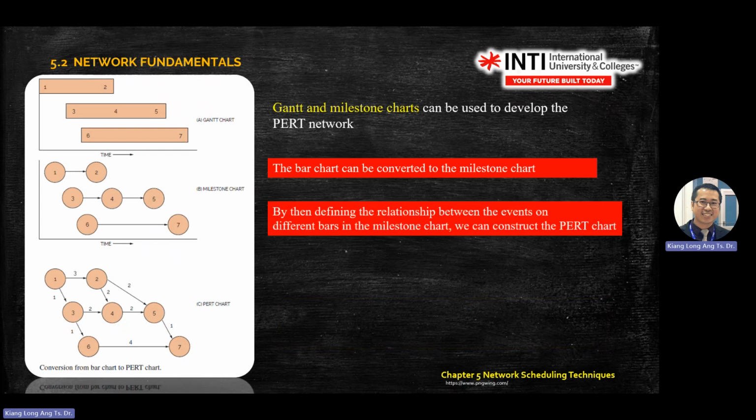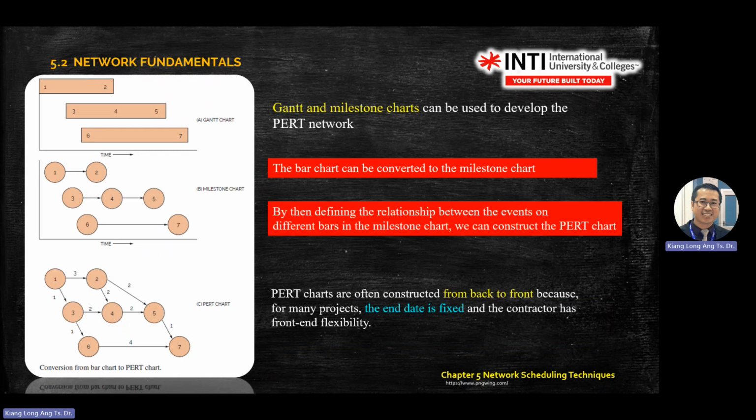These are the things that you are already familiar with: Gantt chart, milestone chart, and PERT chart. These are the differences that we have. In the previous example, we converted a Gantt chart into a PERT chart or network.